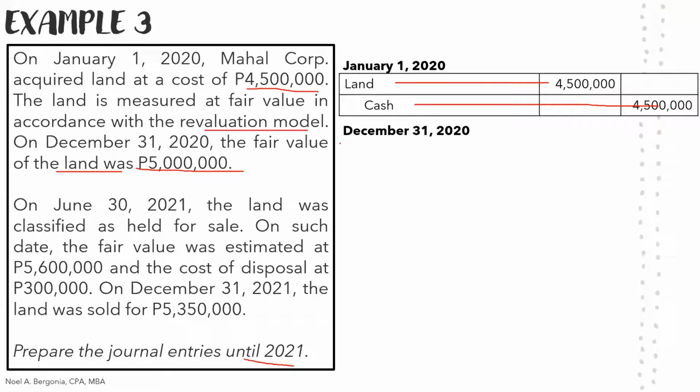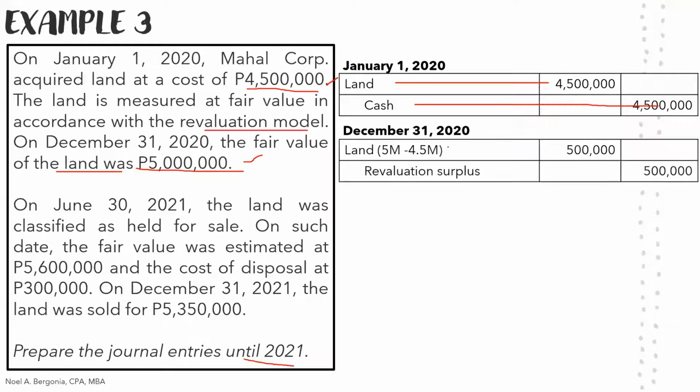So tumaas ba yung value? The answer is yes, no? From 4,500,000 to 5 million. So debit tayo ng land na 500,000 and we credit it as revaluation surplus 500,000. Okay? Then on June 30, 2021, the land was classified as held for sale already.